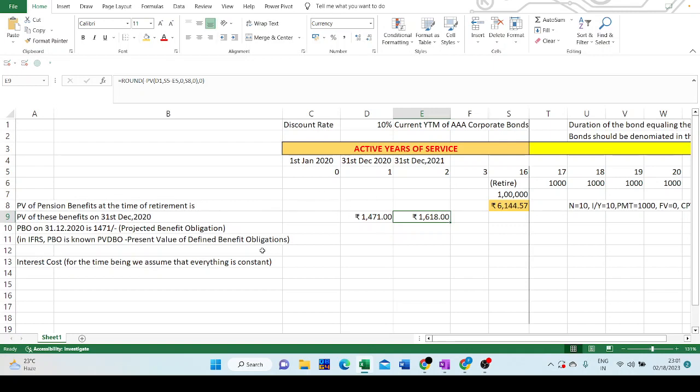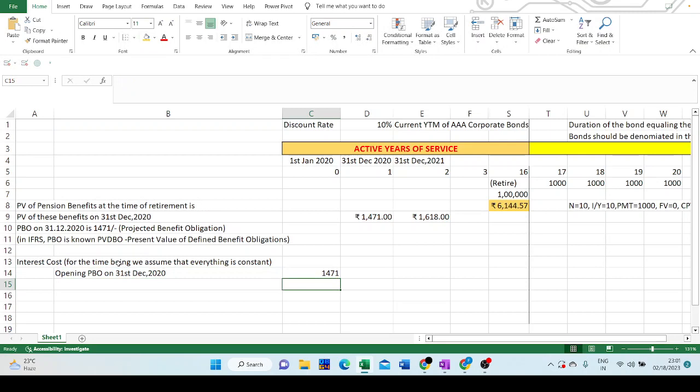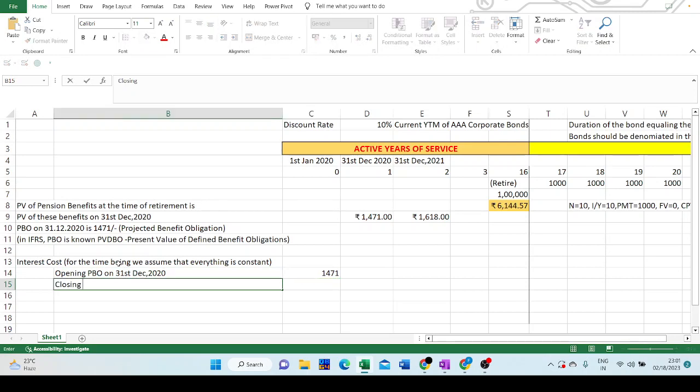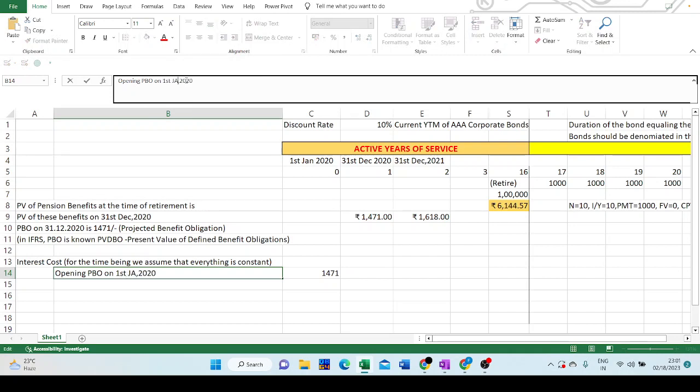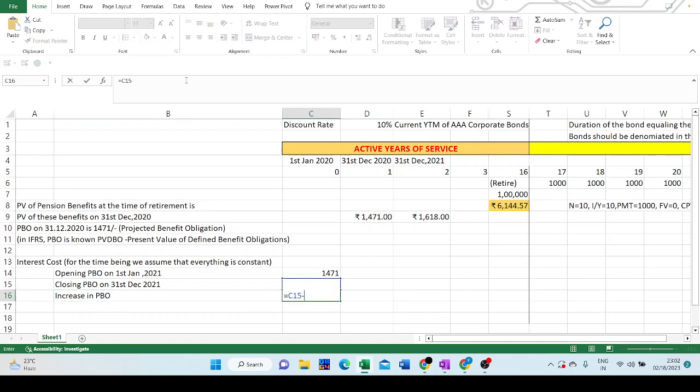Okay, so guys, the difference in PBO is how much? So my opening PBO on 31st December 2020 is 1471, and my closing PBO, or I'll write this as my opening PBO on 1st Jan 2021 is 1471, and my closing PBO on 31st December 2021 is 1618. Now PBO has increased by how much? Calculate karo. 147. Increase in PBO is 1618 minus 1471, that is 147.